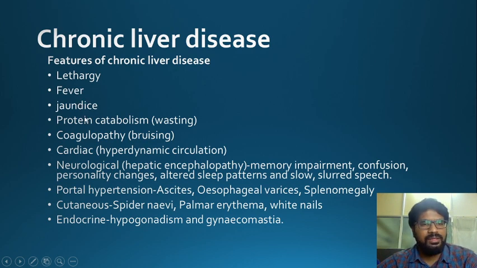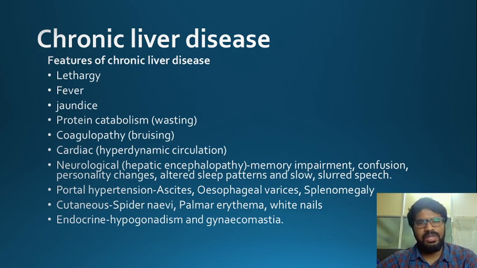Fever and lethargy are due to the inflammatory process due to bacterial infections to which chronic liver disease patients are predisposed. This bacterial infection leads to the release of the inflammatory mediators and the cytokines into the systemic circulation, which can cause low-grade fever and jaundice, and there can be protein catabolism because the synthetic function of the liver is lost, so there will be a protein destruction leading to muscle wasting.